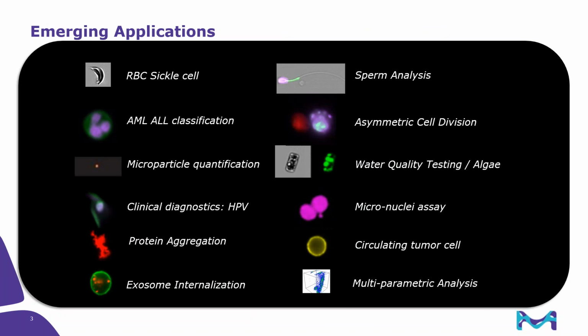Primarily, we've been using some of these new masks that we've enabled in IDEAS to look at a lot of different bright field morphologies, and that includes looking at sickling and red blood cells, analyzing sperm cells, also looking at algae morphology, just using the bright field information. We've been developing algorithms for AML and ALL. There's been a number of good publications about microparticle analysis.